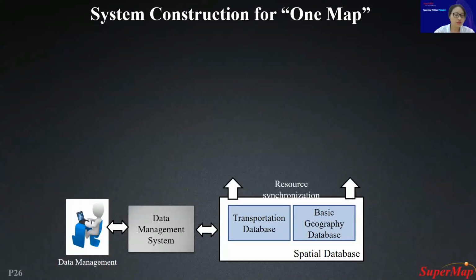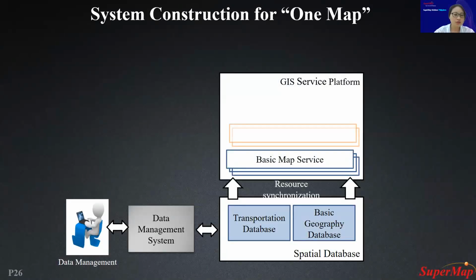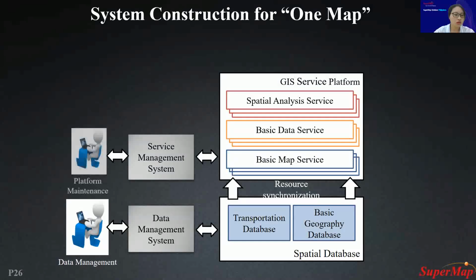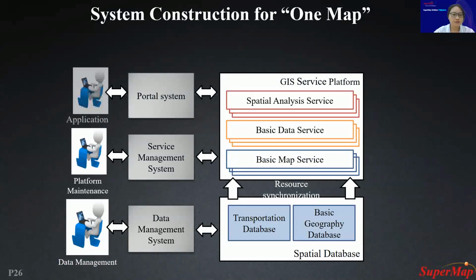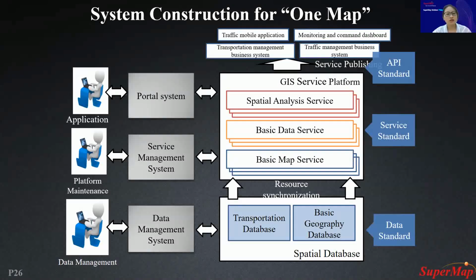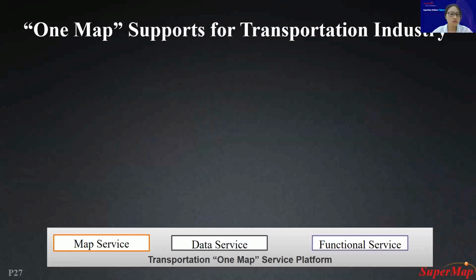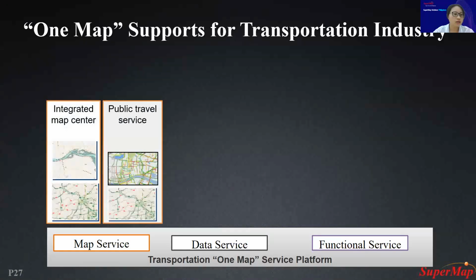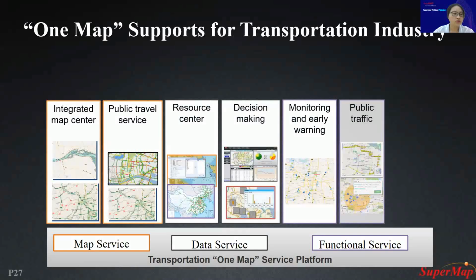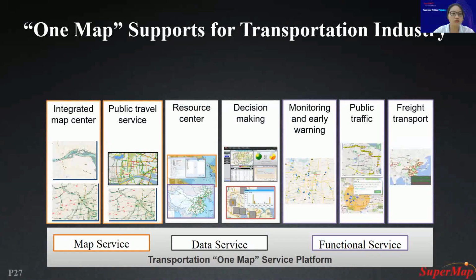Through data management and service management, the one map system is built to realize the application to users and generate standard application services at the same time. Each level is based on its corresponding standards. Finally, the platform will form three types of service applications: map service, data service, and functional service. These applications can be obtained by accessing the platform, and each service corresponds its functions to meet the requirements of different users.